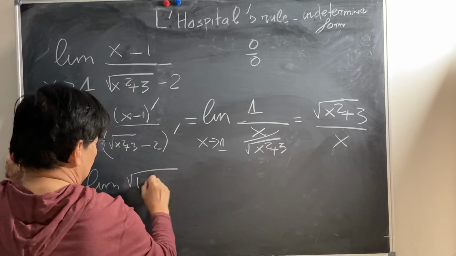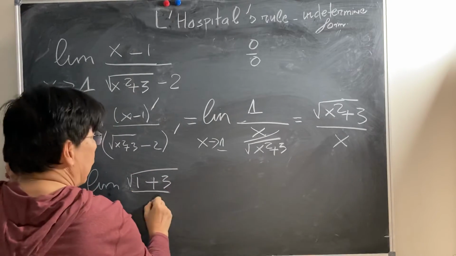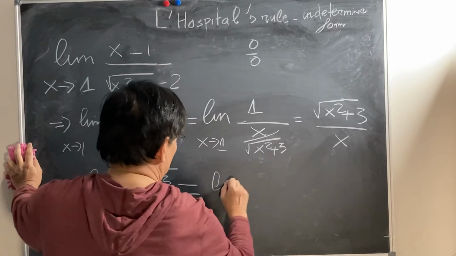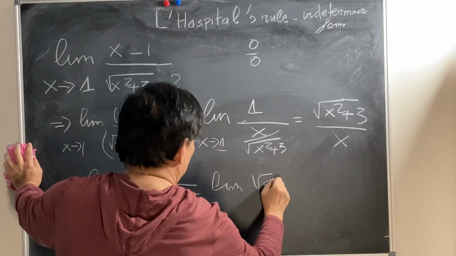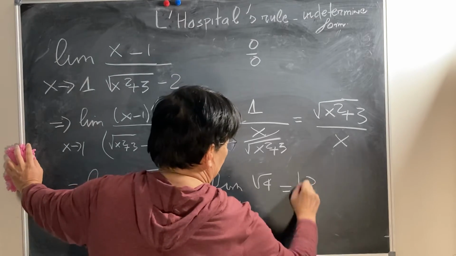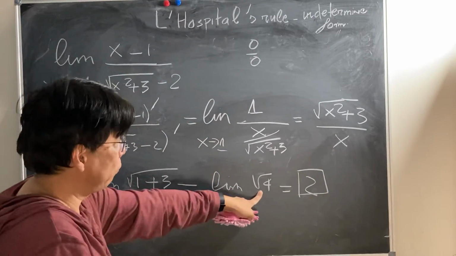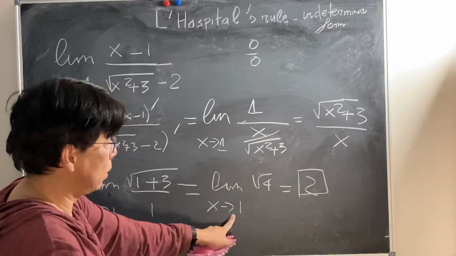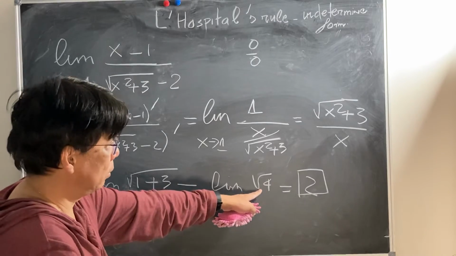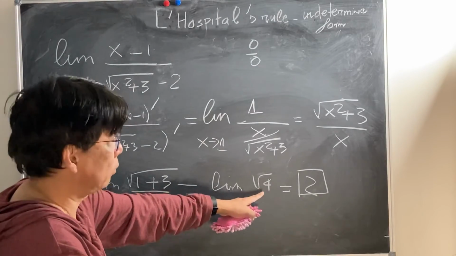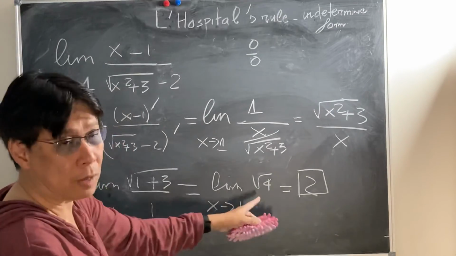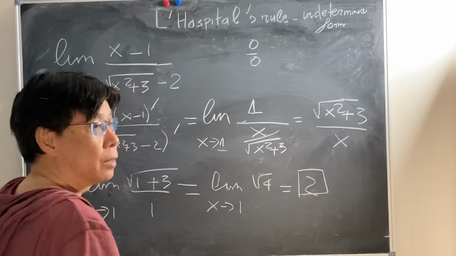So the limit equals the square root of 1 plus 3 divided by 1, as x goes to 1. The square root of 4 will be 2. Remember, the square root of 4 equals 2. When you say square root, it depends on the limit; it cannot be plus or minus 2, it's just 2. I think this is a good place to stop, and we will continue in the next video.